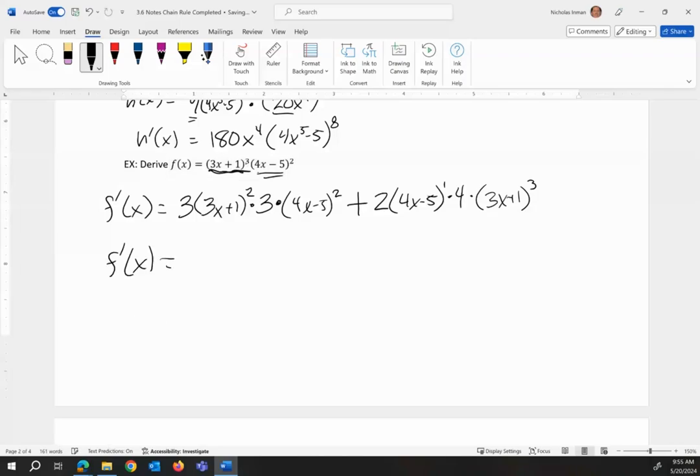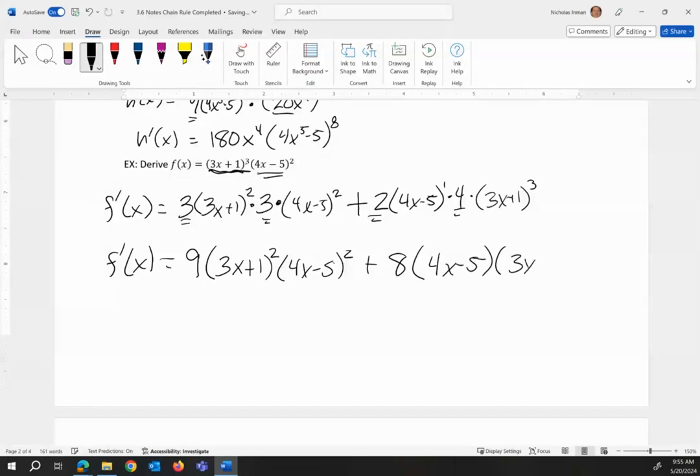We can make this look a little bit better. This 3, that 3 can make a 9. This 2, this 4 can make an 8. And we've got ourselves an answer. We might be able to simplify this a little bit. I don't think we really need to, but we could. We have some common factors in both pieces, so you might be able to factor out some common pieces. Truly, I don't think you need to.